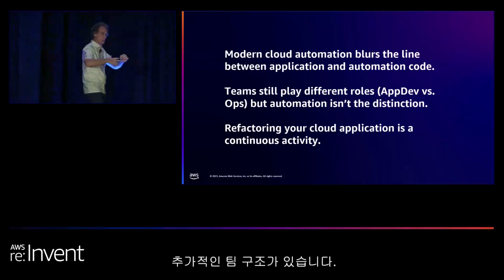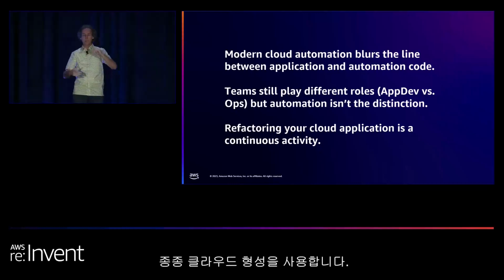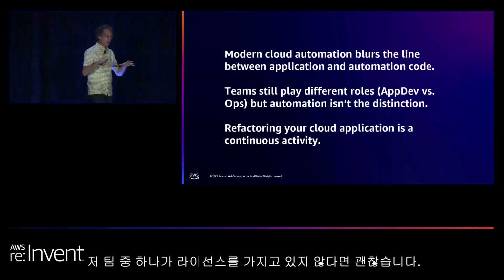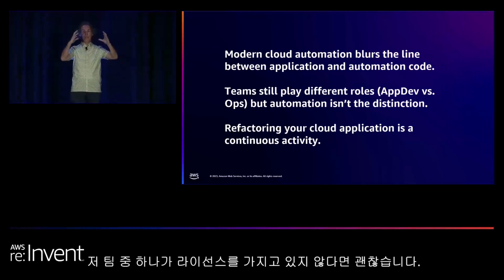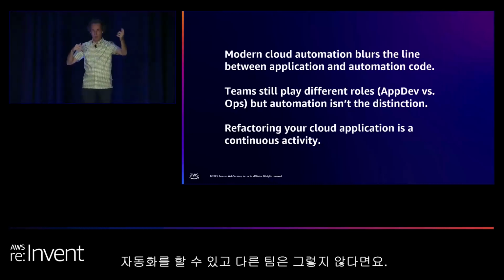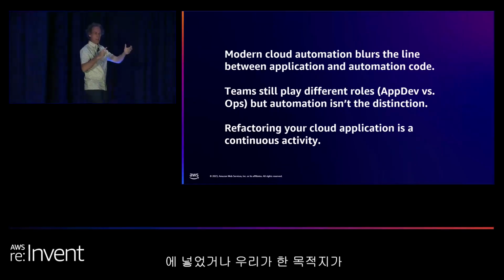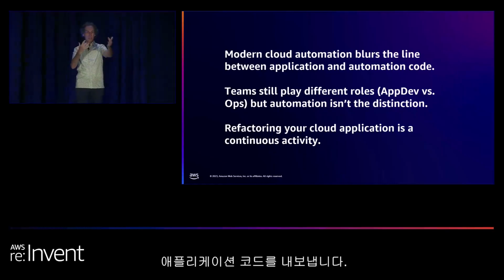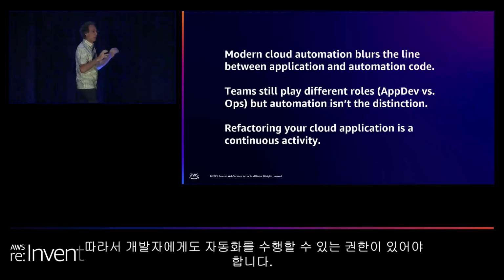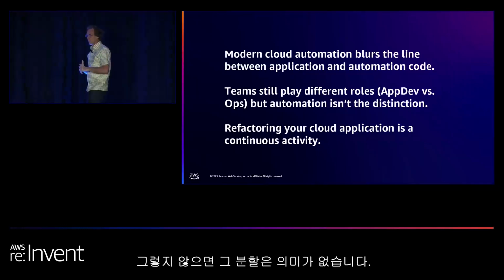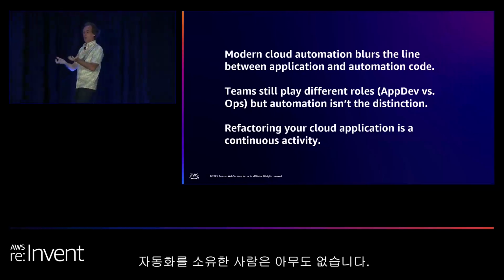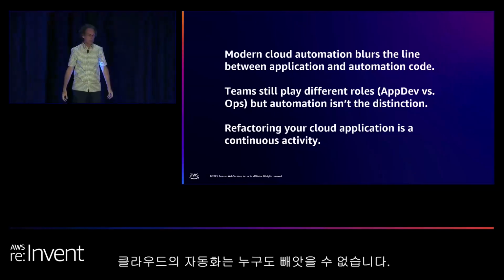As Sindhu just highlighted, that doesn't mean that one team needs to do everything. There are traditional team structures, there are infrastructure teams, often they use CloudFormation, they use Terraform. That is all fine, as long as you don't make it so that one of those teams has the license to do automation and the other team does not. That will not work in a serverless environment, because the EventBridge pipes that we put in, or that destination that we did, needs to happen at the same time we take the application code out. So the developers must also be authorized, if you wish, to do automation. That split simply otherwise makes no sense. Nobody owns automation. You cannot take that away from anybody in the cloud.